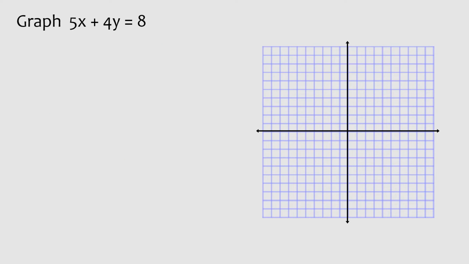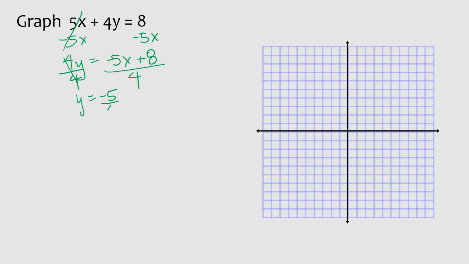Okay, so now what happens when it's not in the perfect form? Well, I gotta put it in the perfect form. So I'm going to subtract 5x from both sides. Now I'm getting 4y equals -5x plus 8. Still no good because I'm going to have to divide by 4. That's going to be y equals -5/4 x plus 8 over 4. 8 divided by 4 is 2, so I'm just going to say 2.